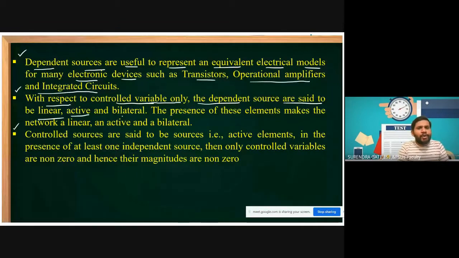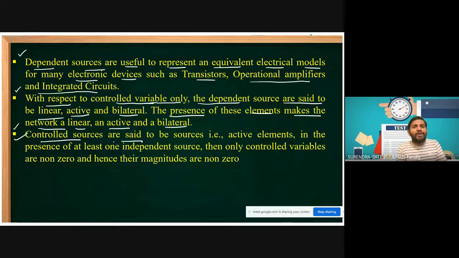Linear, active, and bilateral. The presence of these elements makes the network linear, active, and bilateral. That means any network that consists of these dependent sources, we can say that it is active, bilateral, and linear. Understand, friends? Next, one more very important point.